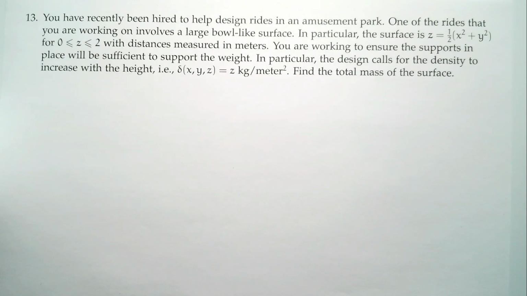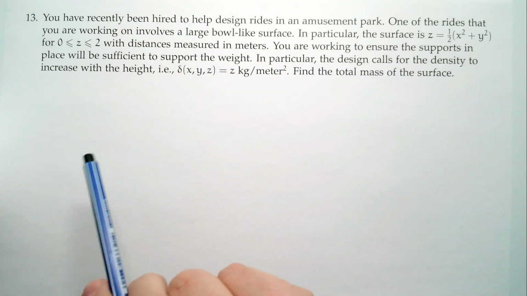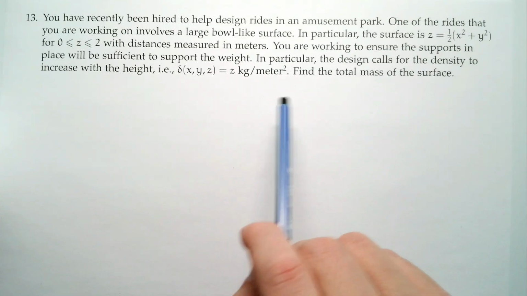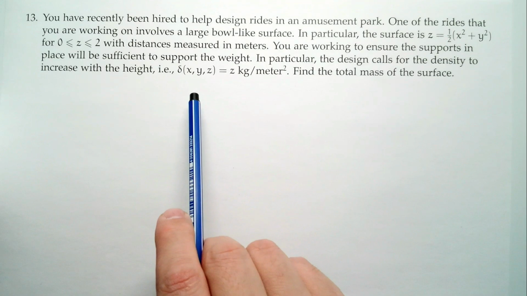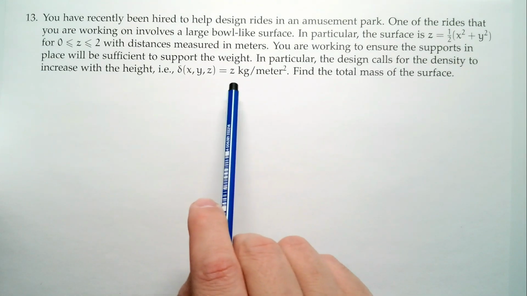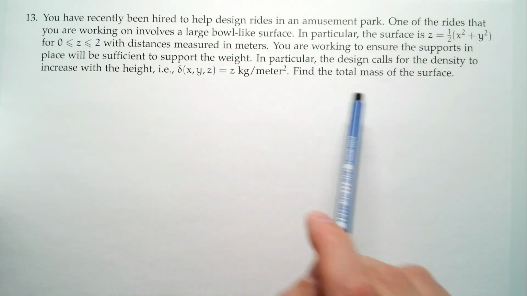So here we go. You've recently been hired to help design rides in an amusement park. One of the rides that you're working on involves a large bowl-like surface. In particular, the surface is given by z = 1/2 (x squared + y squared), where 0 ≤ z ≤ 2. Everything's measured in meters. You're working to ensure the supports in place will be sufficient to support the weight. In particular, the design calls for the density to increase with the height. So the density of x, y, z is z kilograms per meter squared. Find the total mass of the surface.